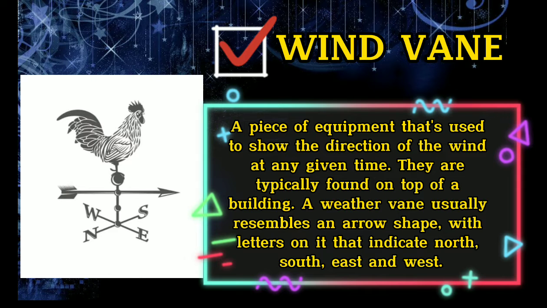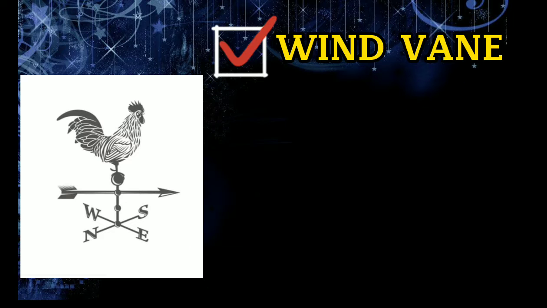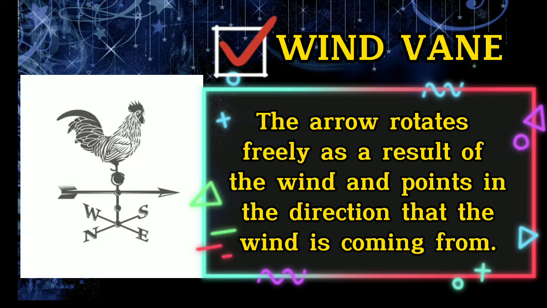A wind vane is a piece of equipment that's used to show the direction of the wind at any given time. They are typically found on the top of a building. A weather vane usually resembles an arrow shape with letters on it that indicate north, south, east, and west. The arrow rotates freely as a result of the wind and points in the direction that the wind is coming from.